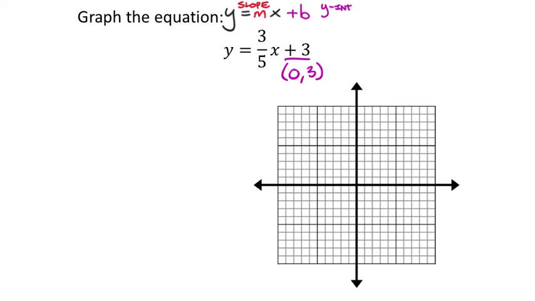So starting at the origin, the y-axis is this vertical axis, 0, 1, 2, 3. So I can put a point there at 0, 3. Then I use the slope, which is showing as 3/5.